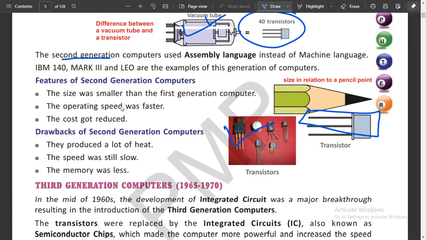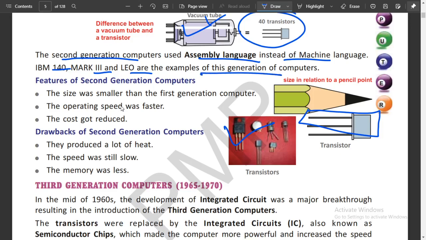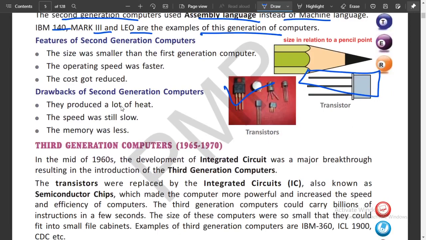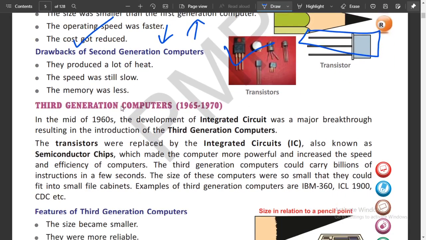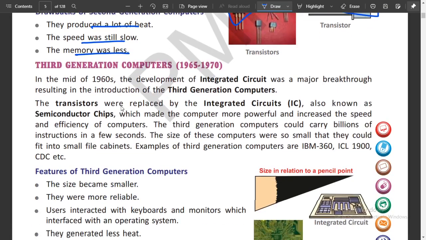So second generation computers use assembly language instead of machine level language. IBM 1401 and Mark III Leo are examples of this generation of computer. This generation is smaller than the first generation. Speed was fast, cost was reduced, which means you pay a lesser amount and get faster speed. Drawbacks: it produces a lot of heat like the previous one, speed is still slow, and memory was less.